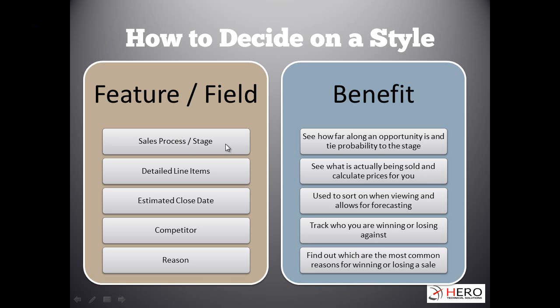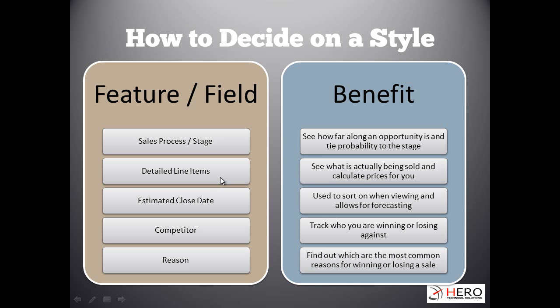So if you're using the sales processes and stages, what that allows you to do is see how far along an opportunity is. And that's especially important if you're not using ACT on your own, if you're managing other people that are putting their sales information in. And putting that stage in also allows you to tie a probability to the stage. So when we move it to the third stage, maybe at that point we know that we've got about a 50-50 chance of closing the business. That helps us for forecasting.